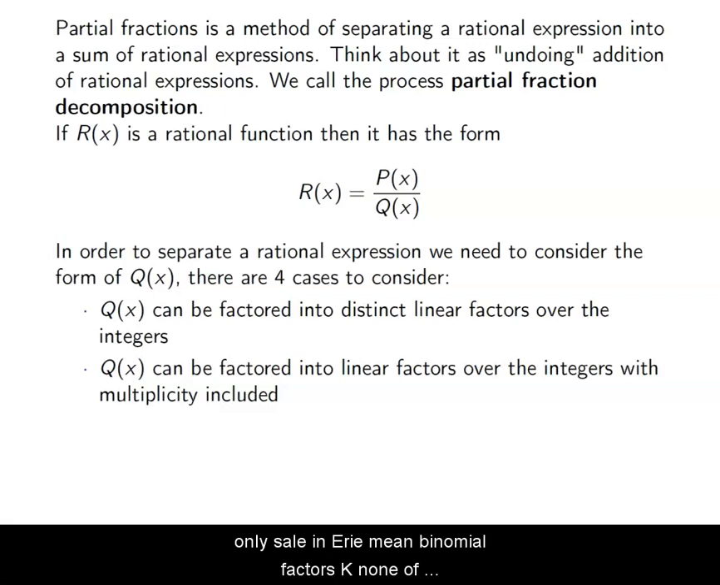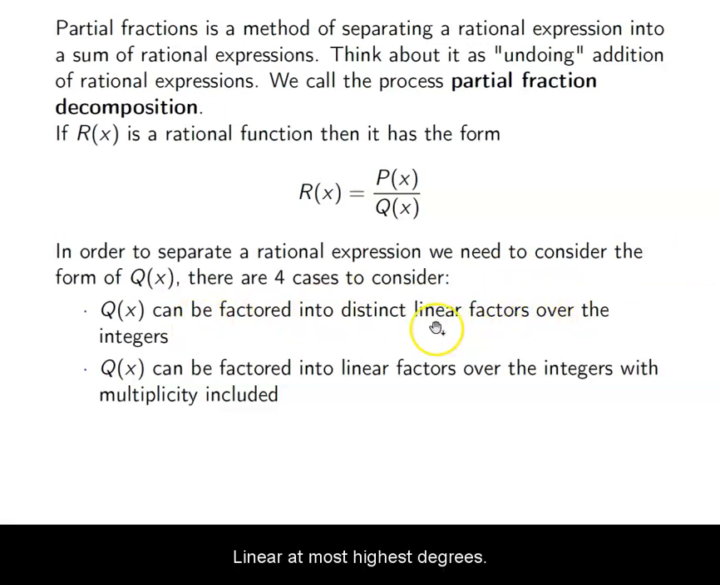None of the factors have a higher degree than 1. So it's like x plus 1, x minus 3, x plus 5. They're all different, and they're all linear at most. Highest degree is 1. Second case is that we have multiplicity, but everything is still linear.